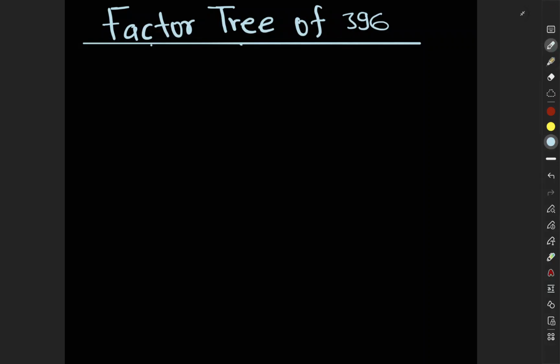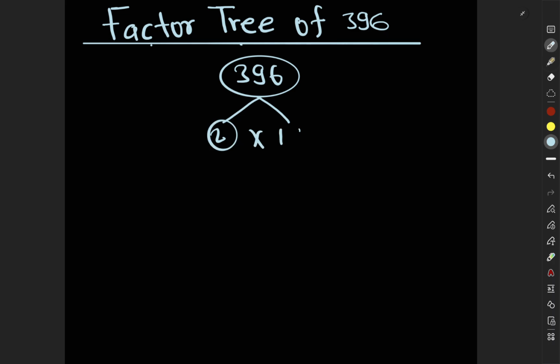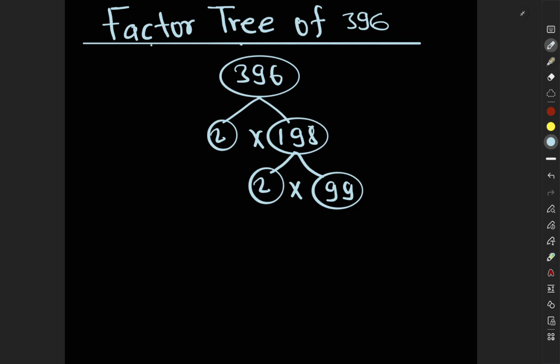Factor of 396. So 396, it can be written as 2 times 198. 2 times 198 means 396. 198, it can be written as 2 times 99. 2 times 99 means 198.